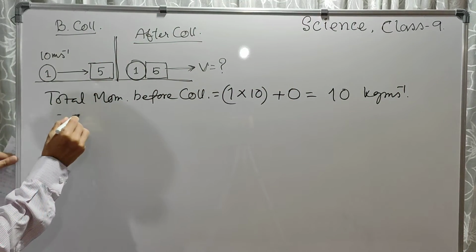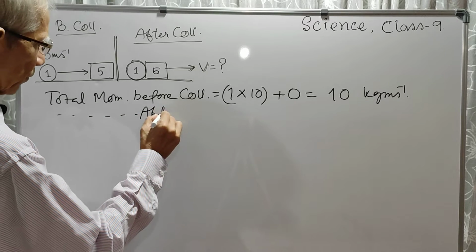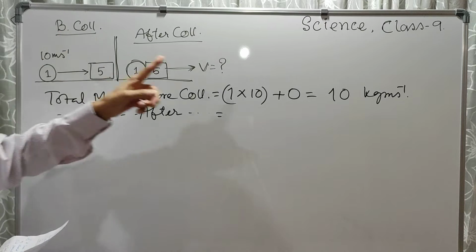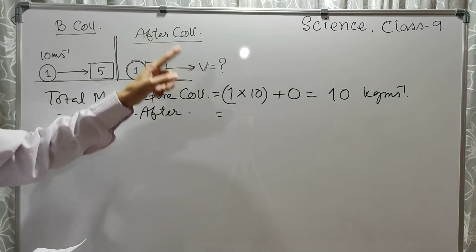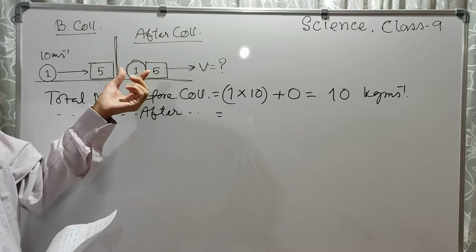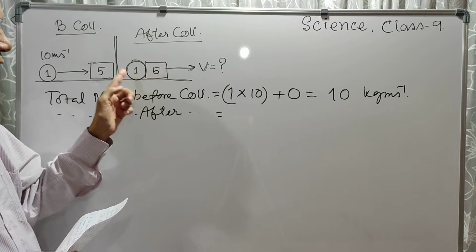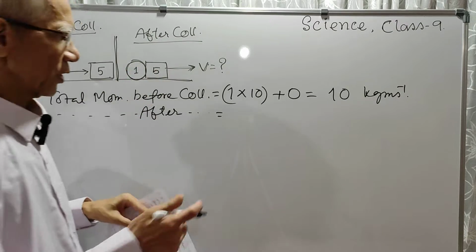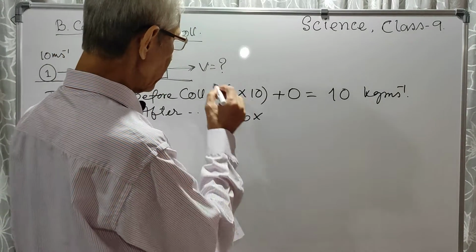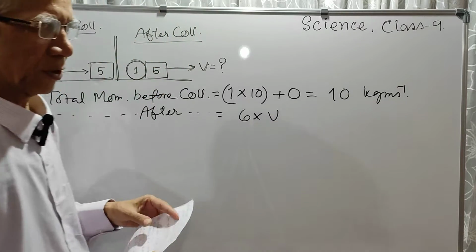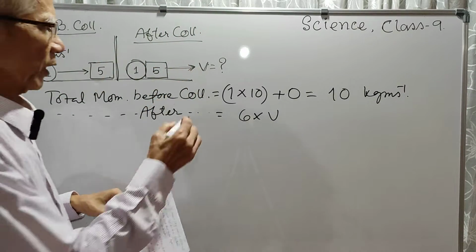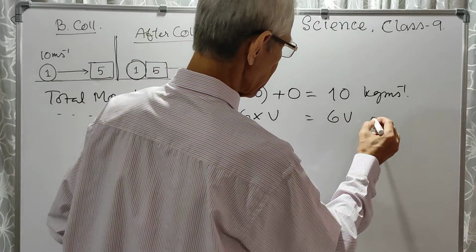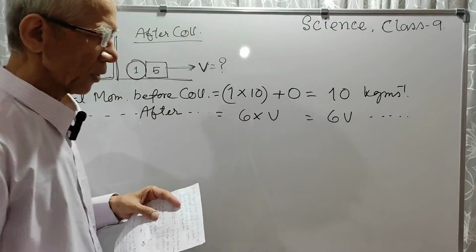Now let us see the total momentum after collision. Total momentum before collision I have found out. Now you see after collision they stick together. So now we can consider them to be one single body. That means total mass will be 1 plus 5, 6 kg. So 6 kg into their velocity, which we have to find out. So let us say the velocity is v. So this is equal to 6v kg meter per second.